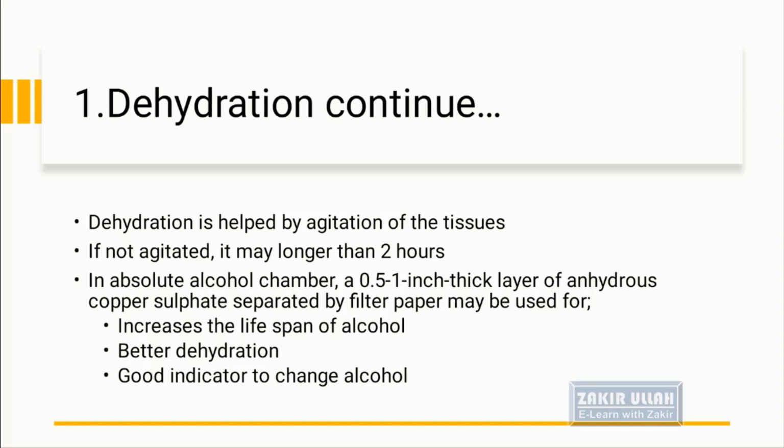In the absolute alcohol chamber, a layer of anhydrous copper sulfate, about 0.5 to 1 inch, should be separated by filter paper. This layer is helpful in increasing the lifespan of the alcohol for better dehydration, and when a change of alcohol is required, it serves as a good indicator for the alcohol change.